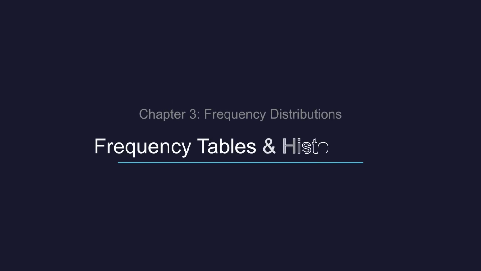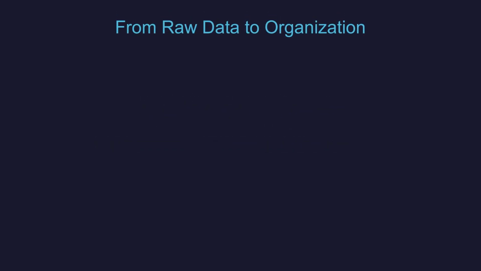Frequency tables and histograms: organizing and visualizing quantitative data. When you have raw data, you need a way to organize it into a useful summary. Here are our 10 data values from the stemplot example.